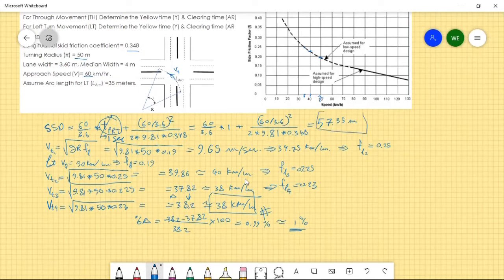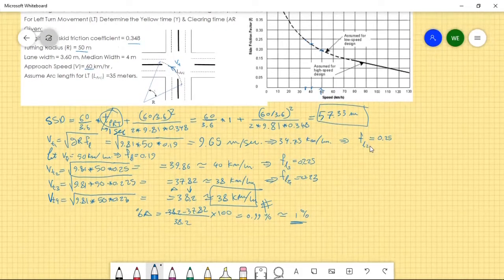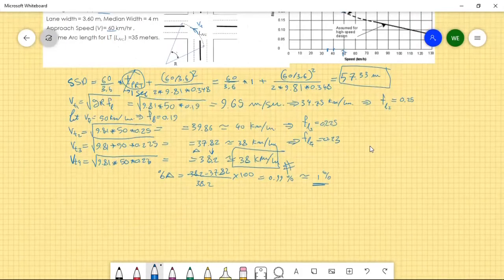So now we have the stopping distance, and we have the turning speed. What else do we need to do? We need to calculate the yellow time for through movements and for, let's go for the through movements.